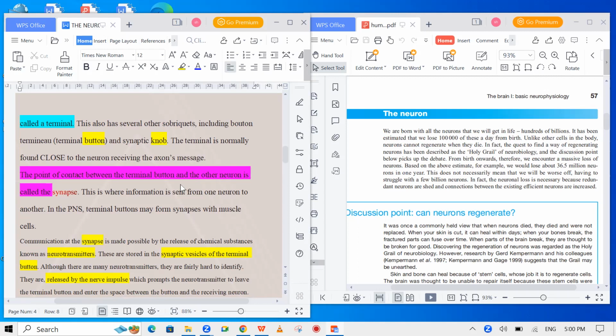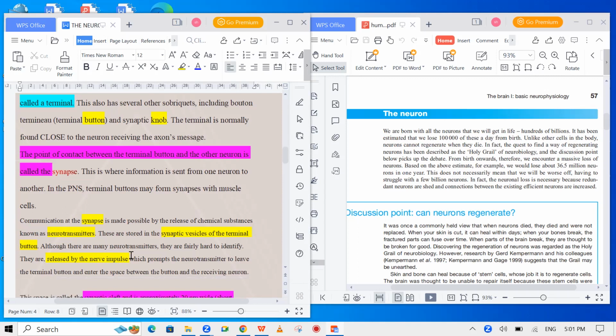And how is the communication done? The communication is done through the neurotransmitters. So between the synapses, there are the neurotransmitters. They are stored in the synaptic vesicles of the terminal. So the terminal button basically has the neurotransmitters, and the neurotransmitters are released, or they are stored, according to the information, or according to the cell activity.